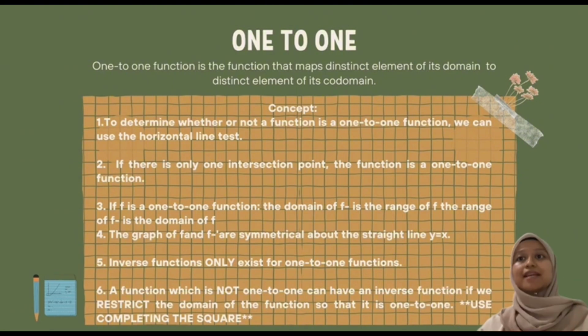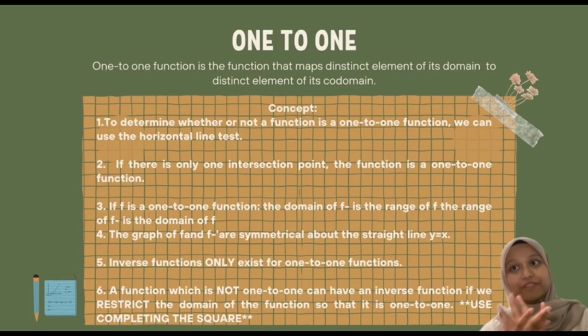So, as you can see here, this topic has 6 specific concepts. We will start with the first concept, which is to determine whether or not a function is one-to-one by using the horizontal line test. The second is if there is only one intersection point, the function is also one-to-one. The third is if it's one-to-one, the domain of f inverse is the range of f, and the range of f inverse is the domain of f.